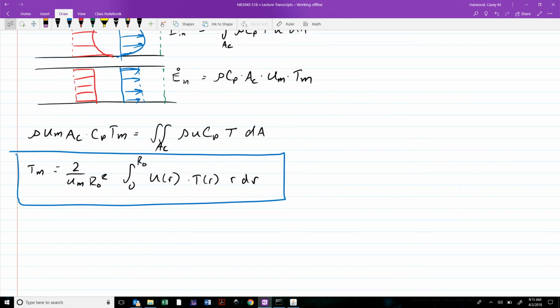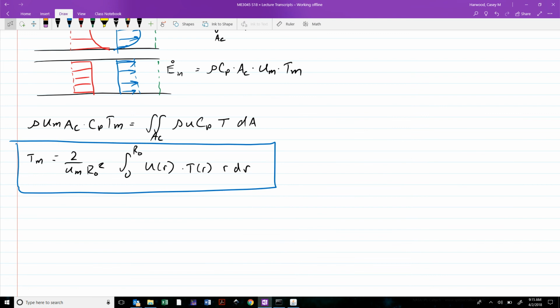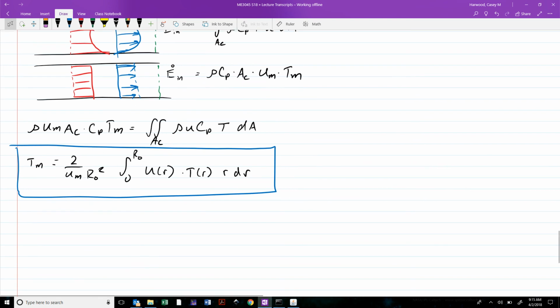Oh boy, we're running out of time. So last thing here is going to be an energy balance. If we consider a flow, kind of like we drew up here, flow through a section of this pipe.